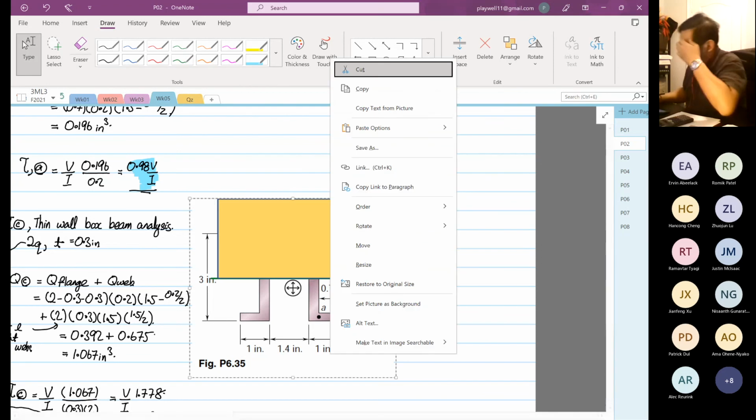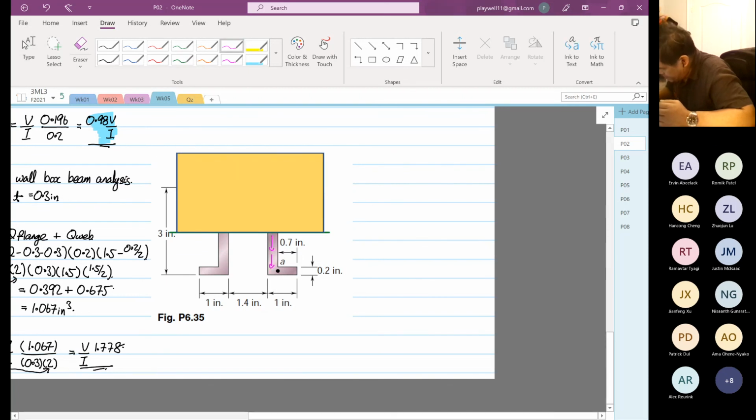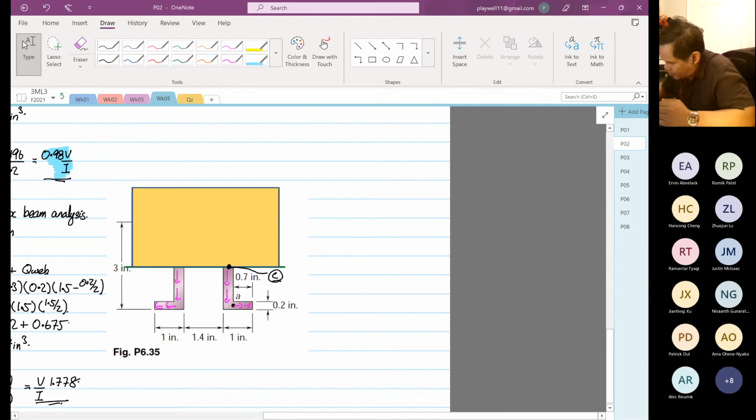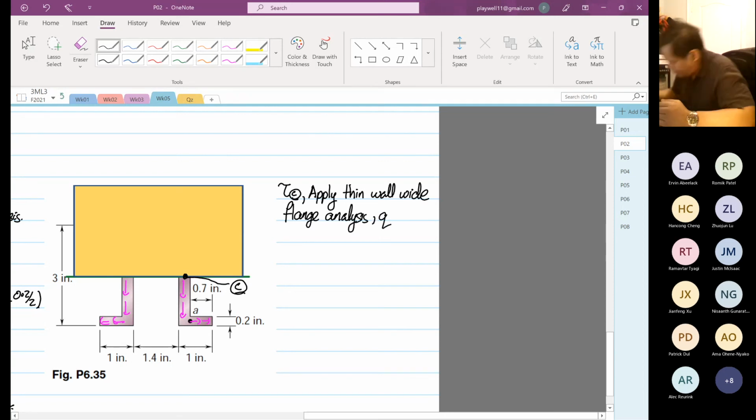Okay, so now we know that this is a wide flange analysis. So construct the Q first. Right, so this point is our point C, right? So we're going to find the shear stress at point C, and we're going to apply thin wall, wide flange analysis. So it's only Q, right? And then the thickness is 0.3. Yeah, 0.3.